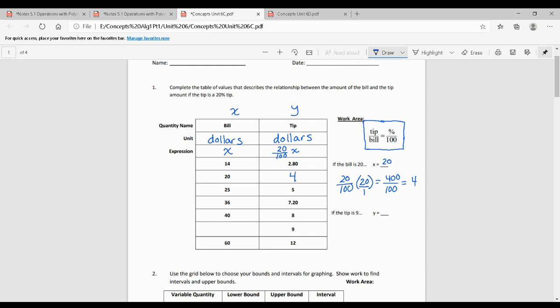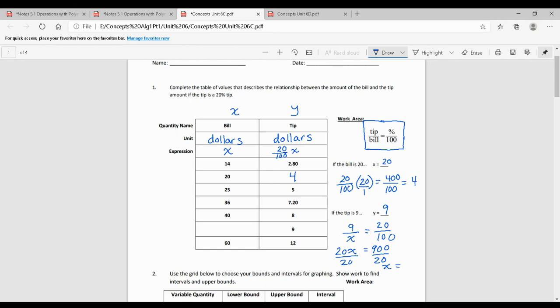The second one we're looking for is the tip is 9. Remember, tip is in that Y column, so they're telling me Y is 9, and we have to go find the bill. If I use the proportion that I boxed in, tip is up top, so 9 is up top. Bill is on the bottom. Bill is in the X column, so I'm leaving that as X, equals 20 over 100, since we're dealing with 20%. Everybody should be writing and filling this in. Now I cross multiply, so I get 20X equals 900, and then divide by 20.